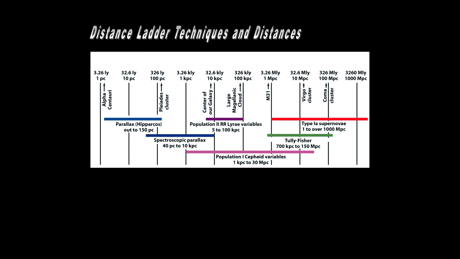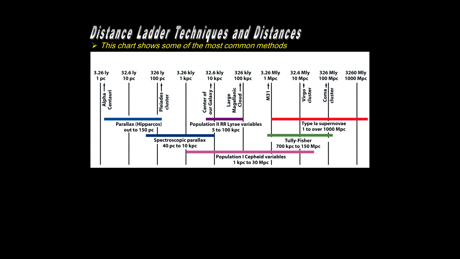So, an overview of the different techniques. We've looked at some of these, some of the common methods. We talked about radar ranging. It's not even shown here, but next is parallax. We discussed that. We skipped over spectroscopic parallax, and RR Lyrae and Cepheid variables. Cepheids are visible for great distances. The Tully-Fisher method and the type 1a supernova.